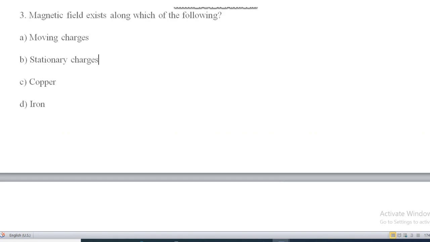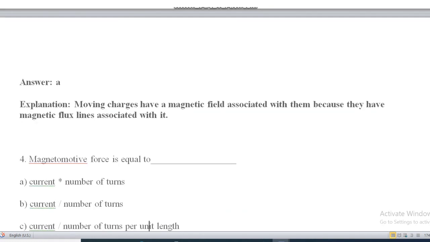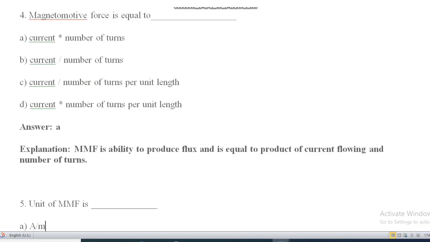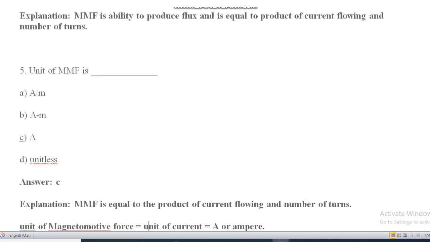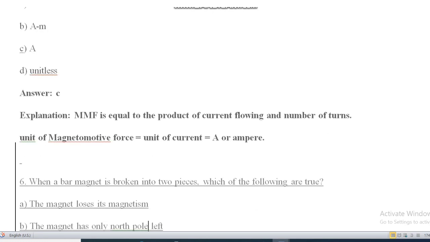along with moving charges. Now question number 4 is magnetomotive force is equal to what? It is equal to current into number of turns. Then question number 5 is unit of MMF is C, that is ampere.